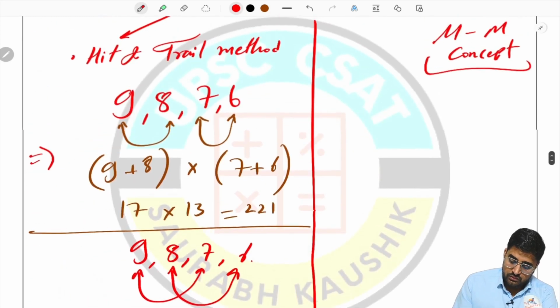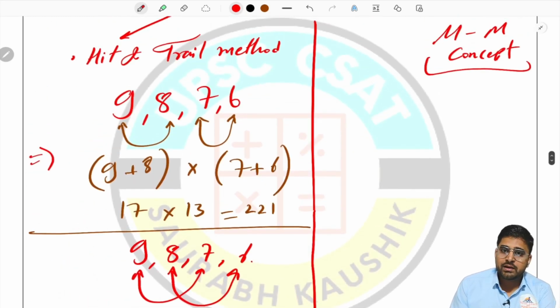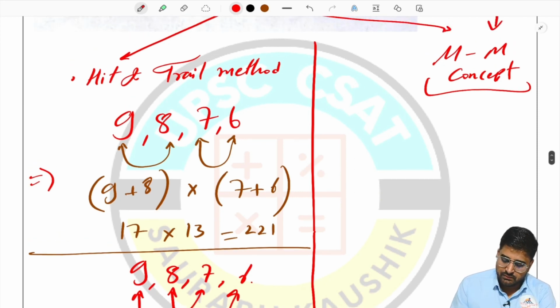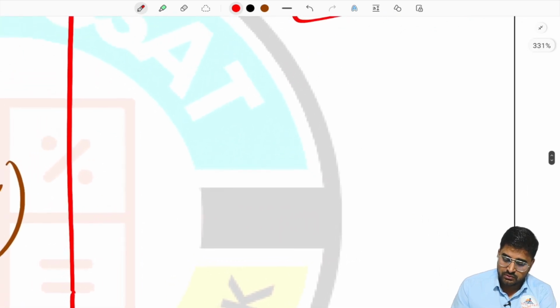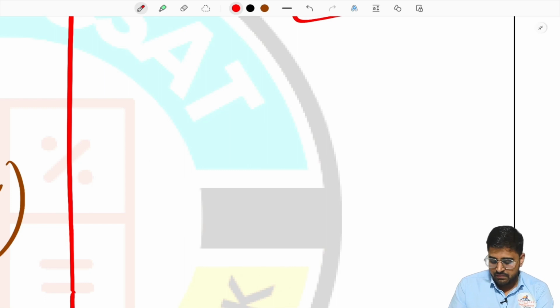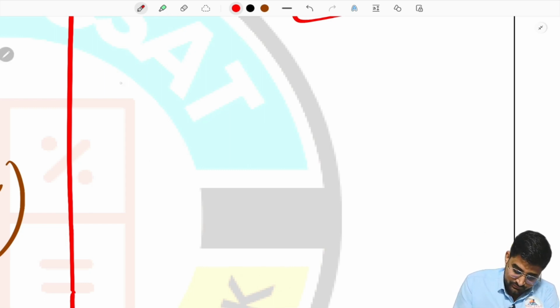Now this is a value putting method, a hit and trial method. Let's talk about the maximum minimum concept. We are not going to discuss the whole concept. Just remember one thing. If you want, I will write.